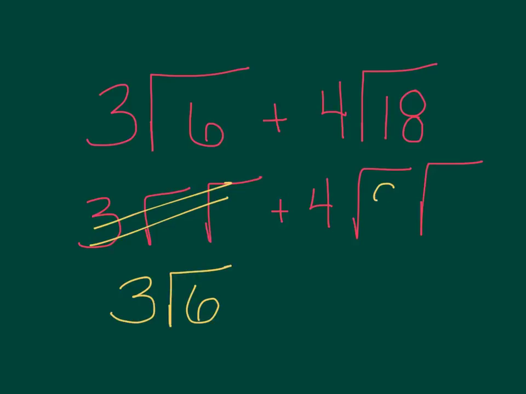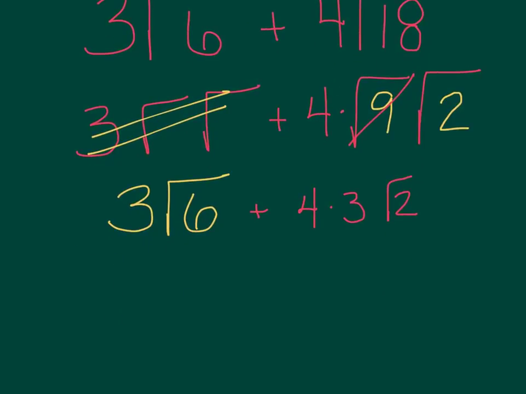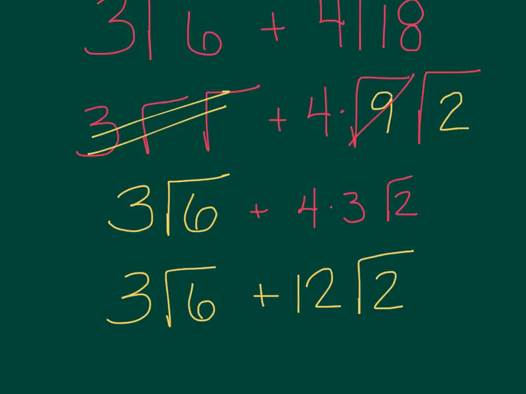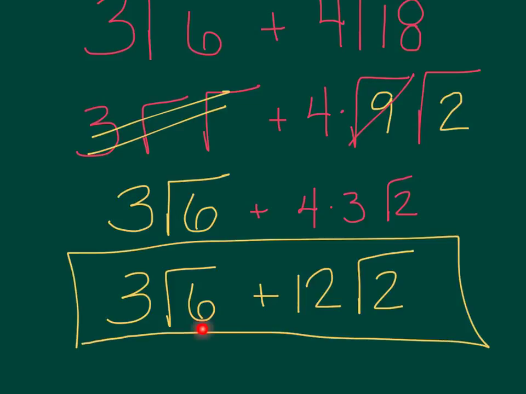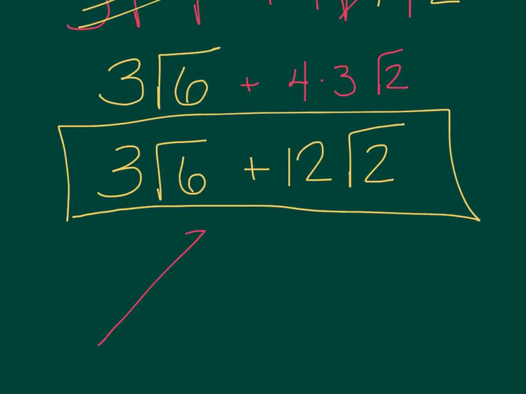Now 18 I can break down as 9 and 2. All right, so remember, these are next to each other. They get multiplied. I really have 4 times 3 radical 2. So I end up with 3 radical 6 plus 12 radical 2. Now, can you actually add those two together? Well, remember, if they're not the same under the radical, you just can't. As long as they're simplified, sometimes you're just done and you have this crazy long answer. And that's okay too. All right, but just make sure your radicals are simplified.